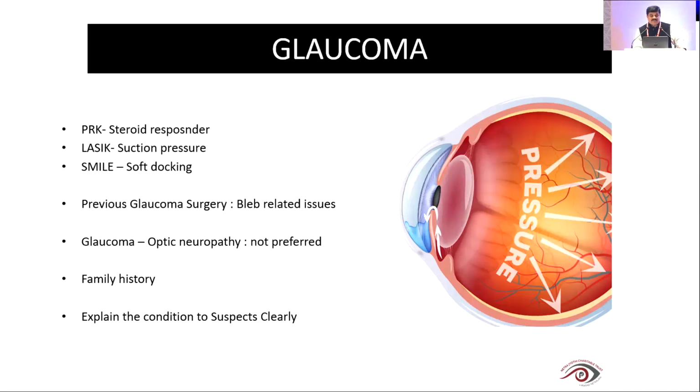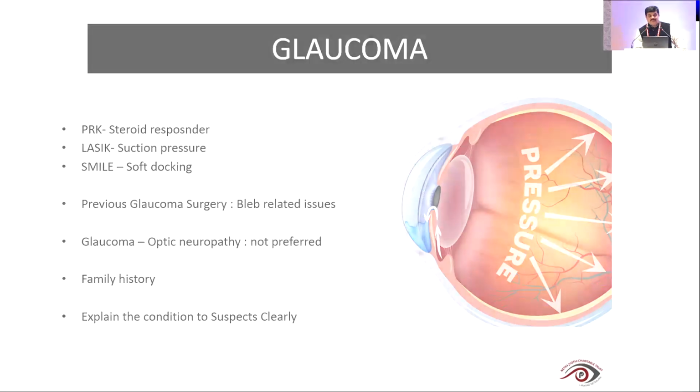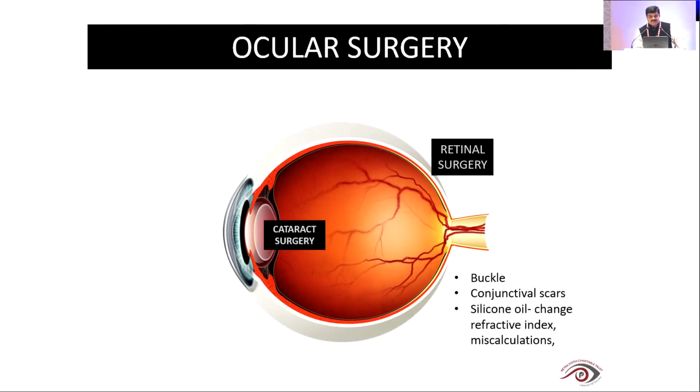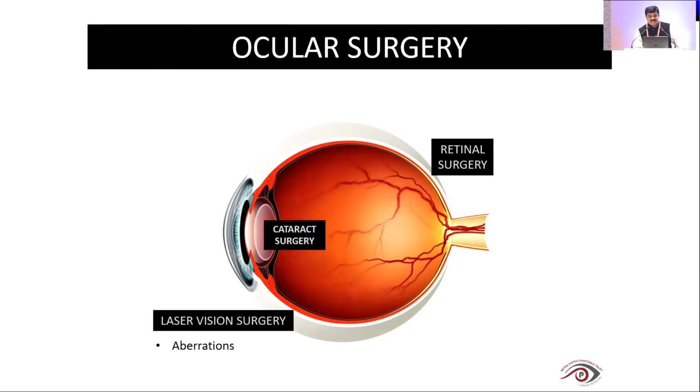So those who have already undergone previous glaucoma surgery, you need to look for blebs also, and family history of glaucoma. That is very, very important. Look for any previous ocular surgery, whether cataract surgery or retinal surgery. Some of the patients never tell that they might have had an RD surgery, and they might be having 6/6 vision. So you need to ask about everything.